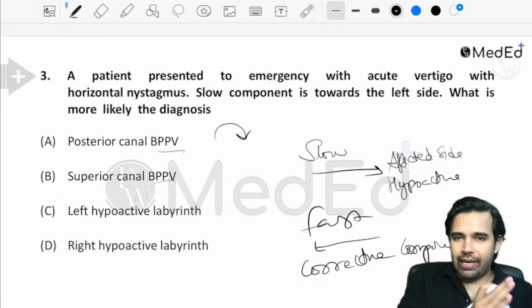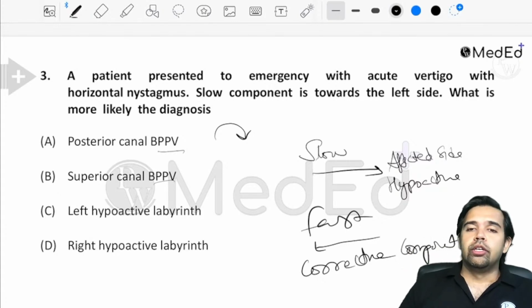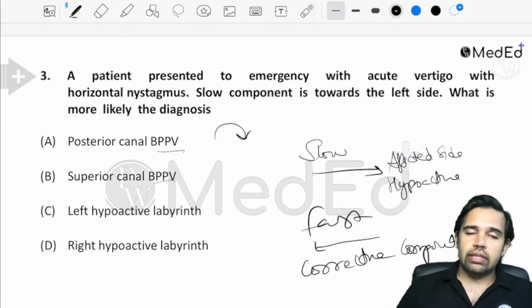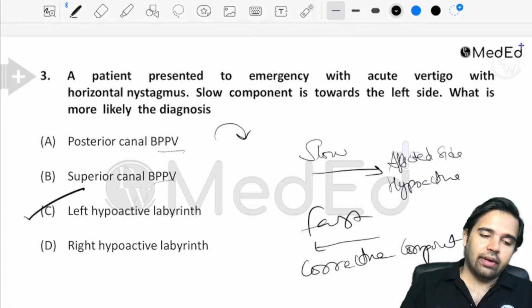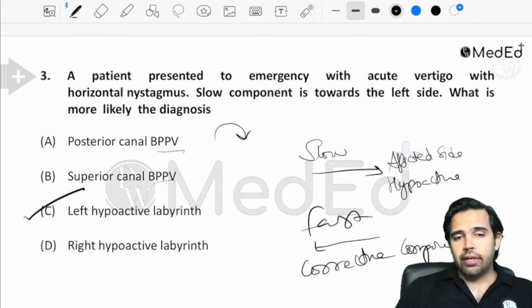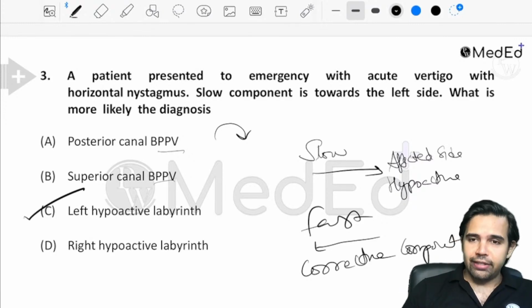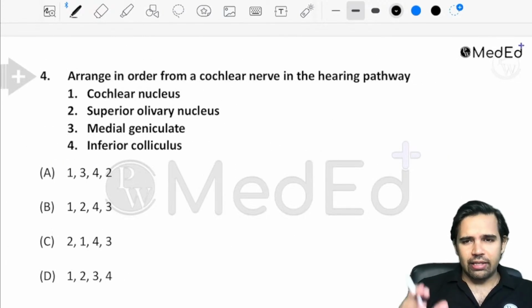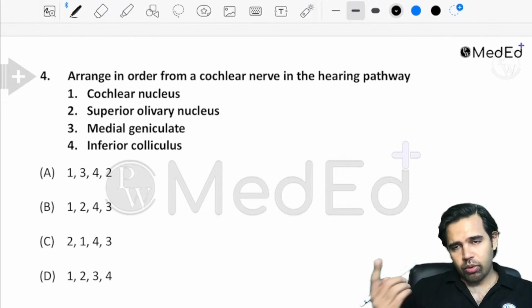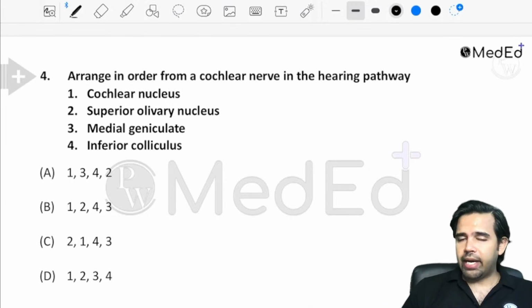Fast is the corrective component. The slow side direction is the direction where the problem is. Here the slow component is towards the left side, so it basically means there is a left-sided hypoactive labyrinth. That is what it is indicating, and that would be the correct answer. Very straightforward answer. ये वाला क्वेश्चन पिछले INICET में आया था 2022 के, उसके पहले वाले INICET में भी आया था.